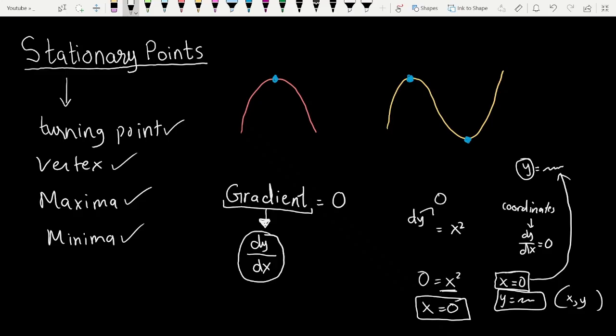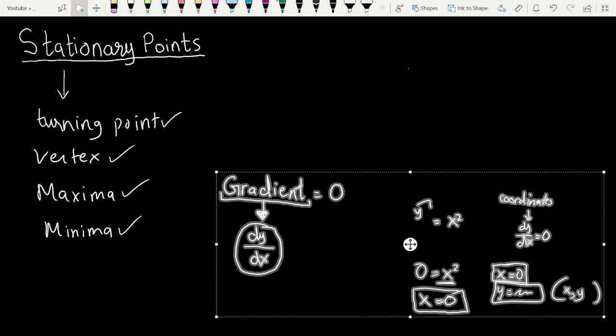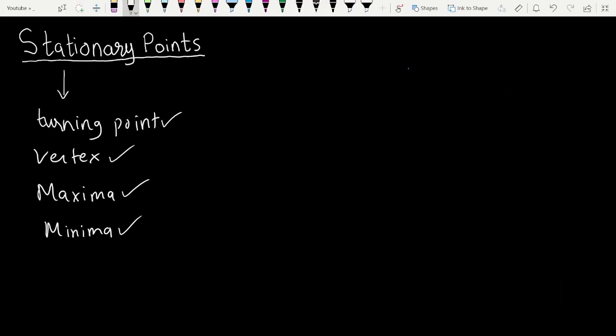So this is a really useful idea, knowing that the gradient at the stationary point is equal to zero. Let's just do an example. I'm going to erase this stuff and imagine a curve over here. Let's say I have the curve y equals 3x squared plus 2x.